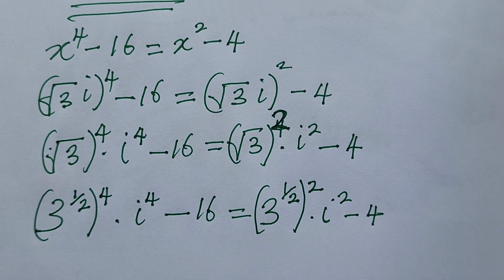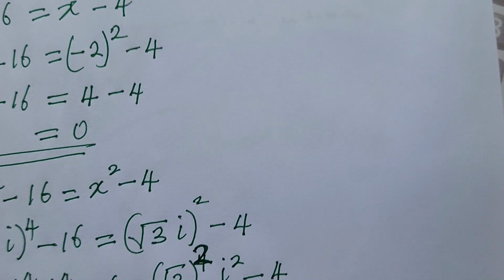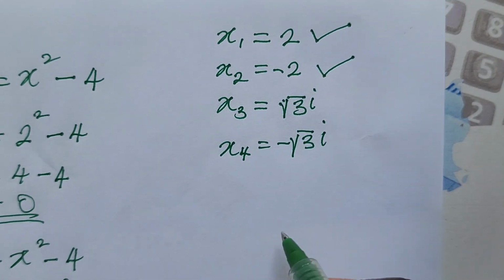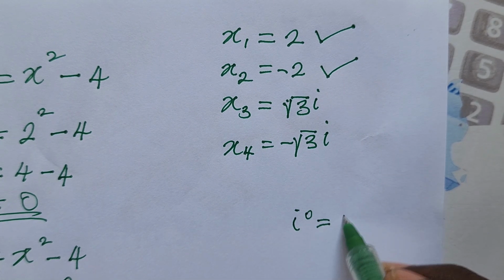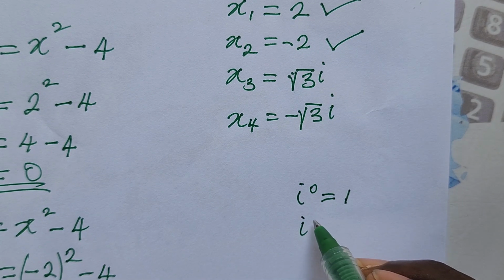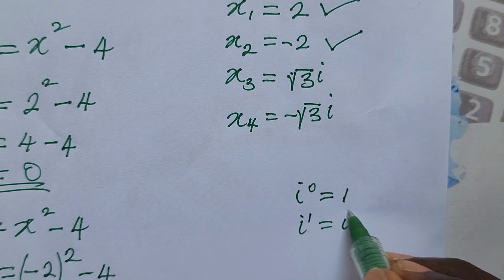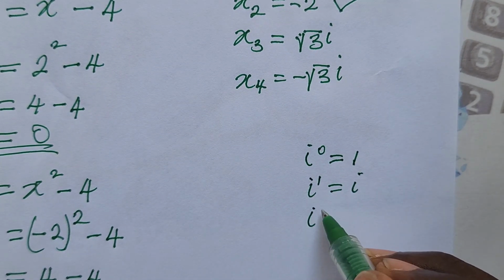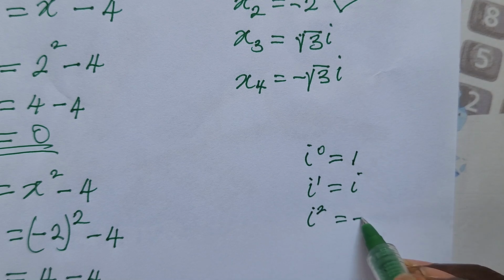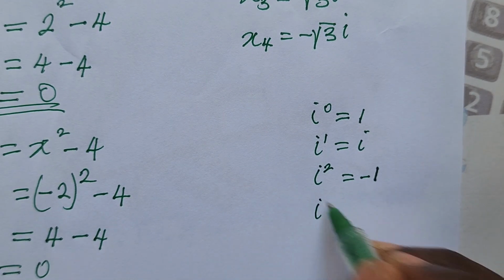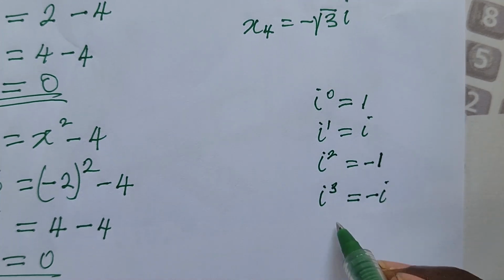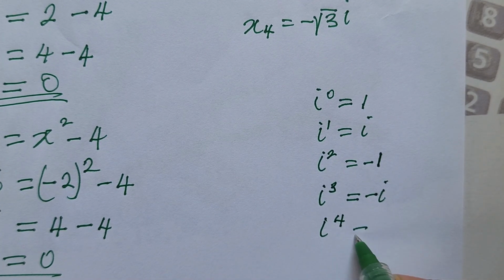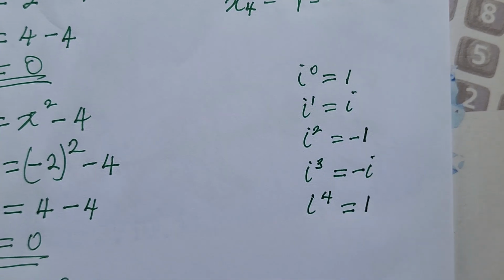Okay, now let's get the value for our iota first. We know that if we have i to the power of 0, this will give us 1. Then i to the power of 1 will give us i. Then i to the power of 2 will give us minus 1. Then i to the power of 3 will give us minus i. And i to the power of 4 will give us positive 1 again.